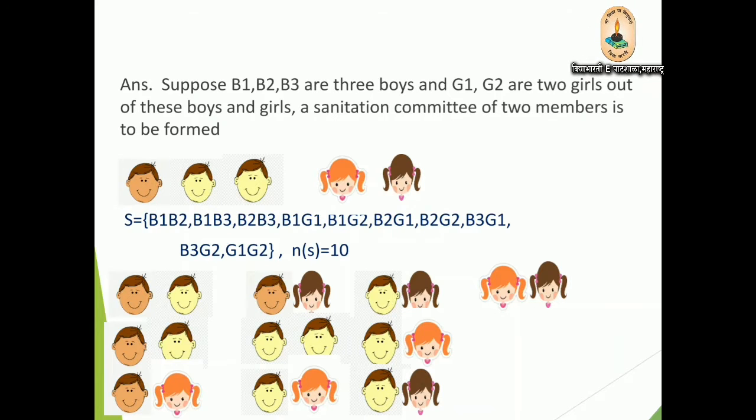From this we write the sample space S = {B1B2, B1B3, B2B3, B1G1, B1G2, B2G1, B2G2, B3G1, B3G2, G1G2}. There are total 10 sample points and therefore n(S) = 10.